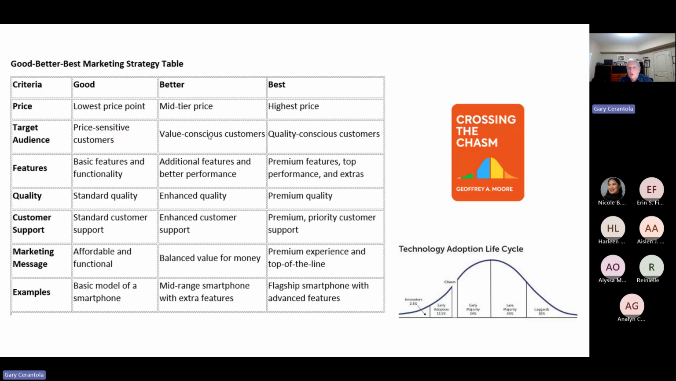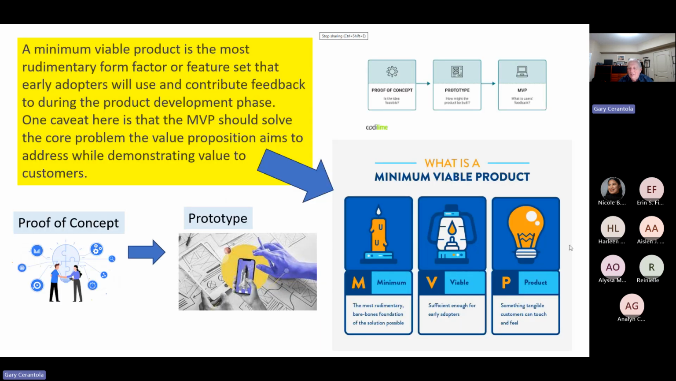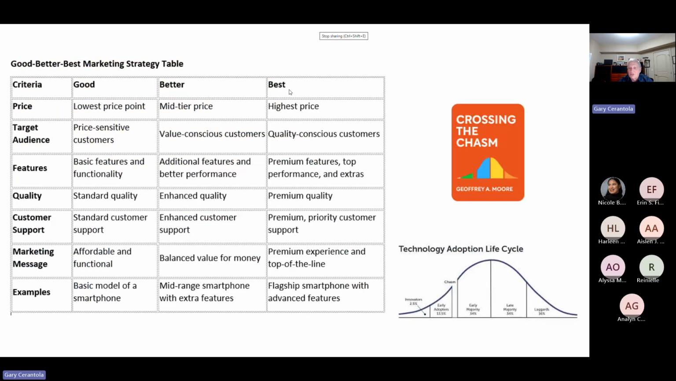You can concentrate more on value. You could add a few more features. And then the best is the best that you can offer in terms of premium quality. It's got all the bells and whistles. What marketers have found is that if you offer these three levels, chances are the people that are looking just for the minimum viable product, and again, better and best come after this, here's where you start your business, but that's what you strive for.